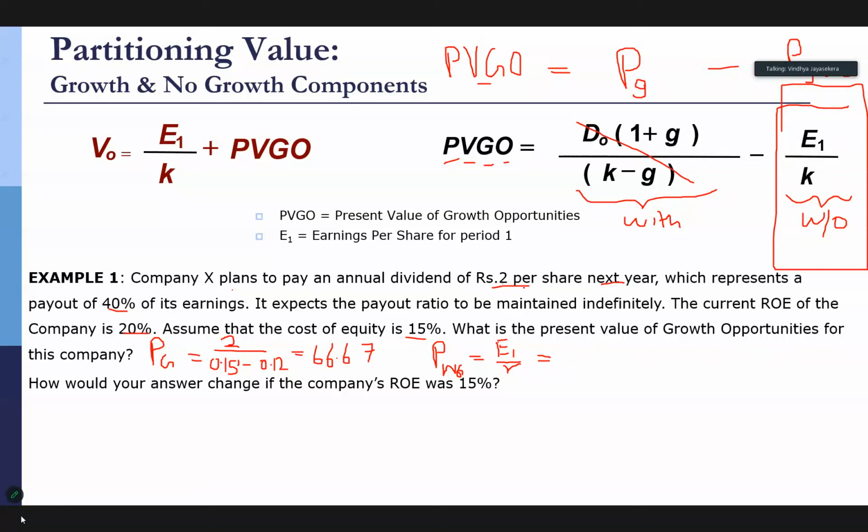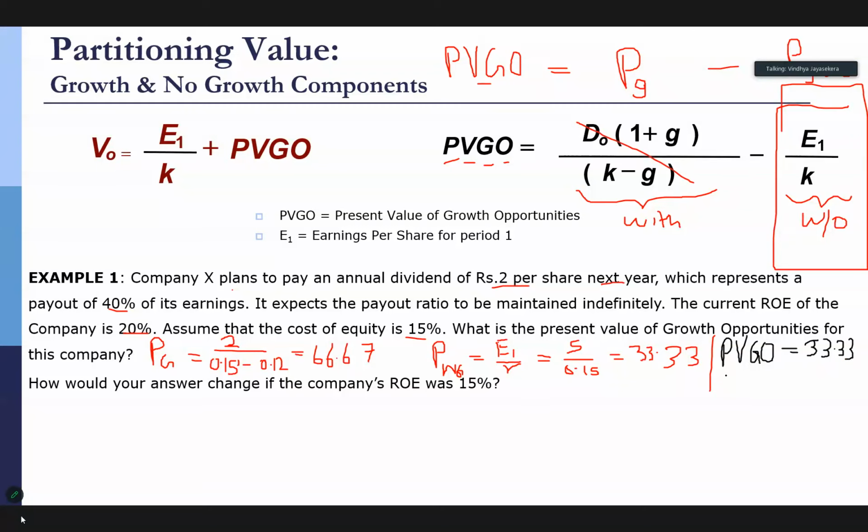Earnings, you have to back calculate. If 2 rupees is 40%, then 2 divided by 0.40, earnings is 5 rupees. Divided by R of 15%, 33 rupees. Okay. So then what is PVGO? PVGO is simply the value of a growing company minus the value of a non-growing company. It's 33.3. Right. 66 minus 33, it's 33.